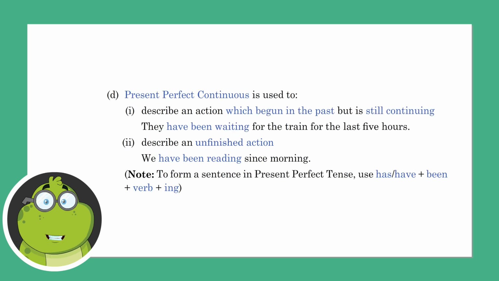Present perfect continuous is used to describe an action which began in the past but is still continuing: They have been waiting for the train for the last 5 hours. Describe an unfinished action: We have been reading since morning. Note: to form a sentence in present perfect continuous tense, use has or have plus been plus verb plus ing.